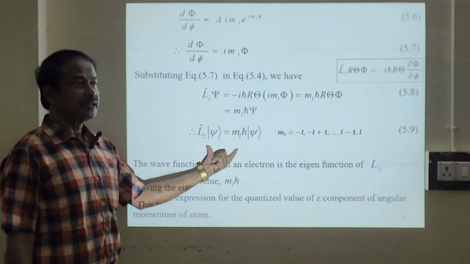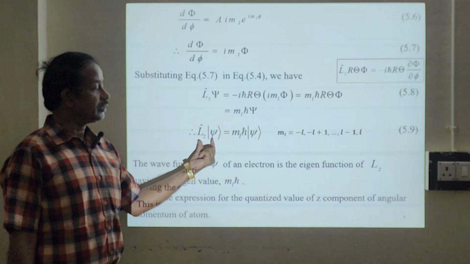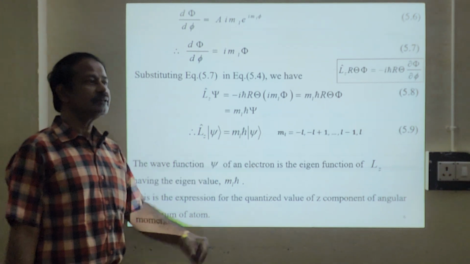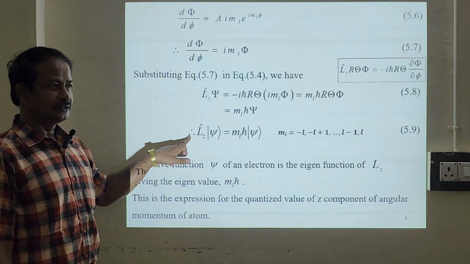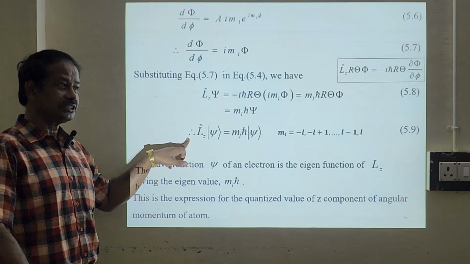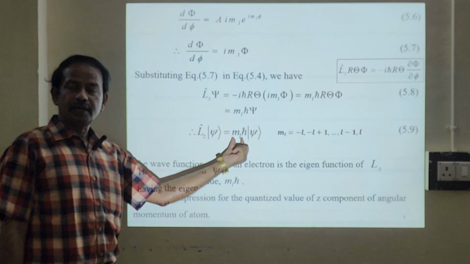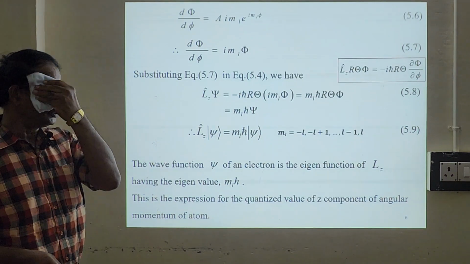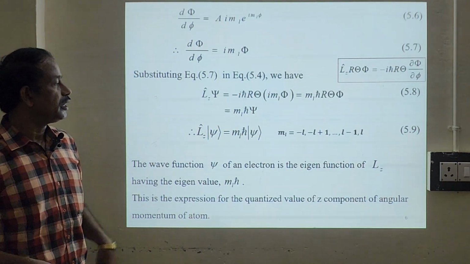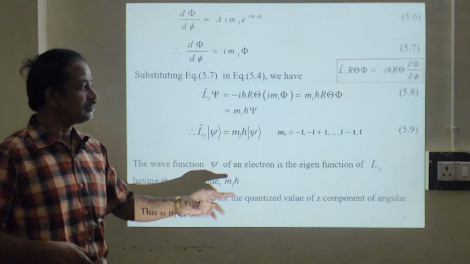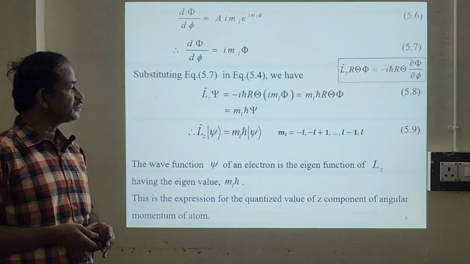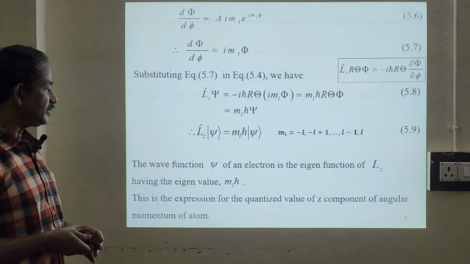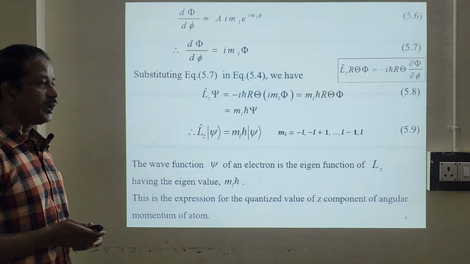Okay. So in terms of Dirac notation, we can write Lz operating on ket psi will give you an eigenvalue ml h bar with a ket psi. Is it okay? So this is the eigenvalue equation of Lz. The eigenvalue is given by ml h bar. It's a discrete value and it's a quantized one. And we have ml equals, as I said, minus L to plus L through 0. The wave function psi of an electron is the eigenfunction of Lz having the eigenvalue ml h bar. This is the expression for the quantized value of the Z component of angular momentum of an atom.